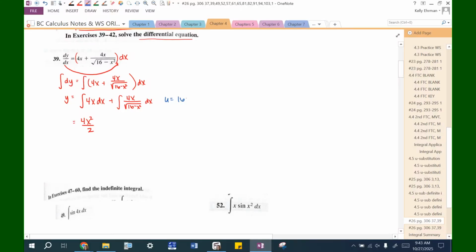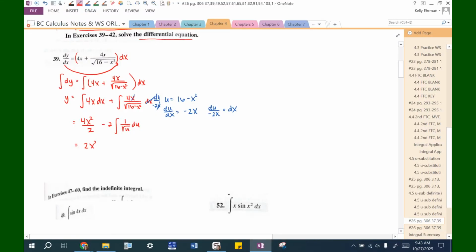So u would need to equal 16 minus x squared. Du dx would be negative 2x. Solve that for du. Du divided by negative 2x should equal dx. So if I replace dx with du divided by negative 2x, the x's out here will cancel. 4 divided by negative 2 is minus 2. And now I have it set up as 1 over radical u du. Then I can integrate that.